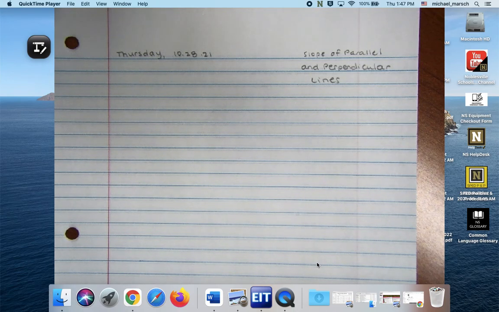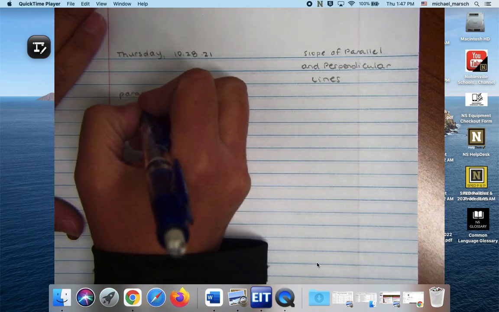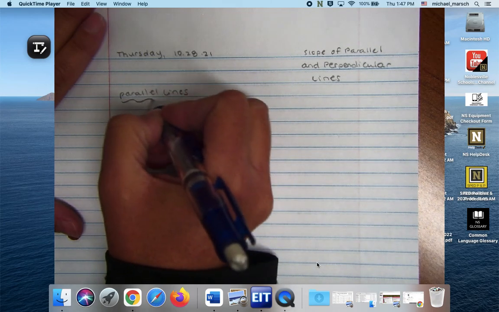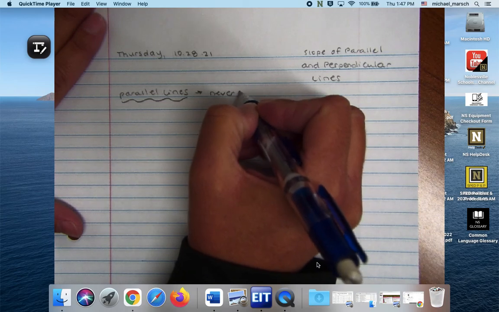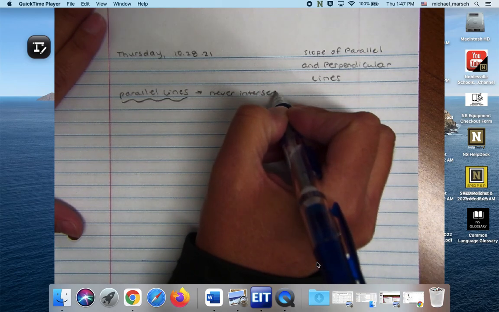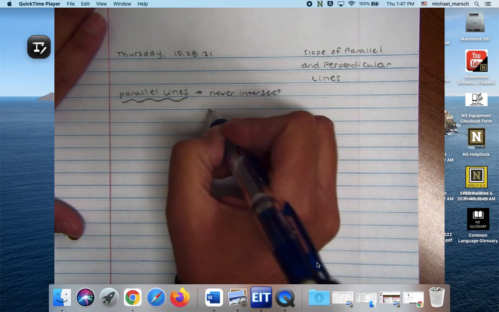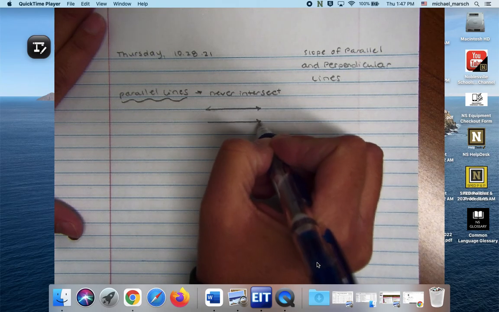What the slope would be for two lines that are parallel or two lines that are perpendicular. Okay, so as a refresher, let's remind ourselves what parallel lines are. Who can tell me? Lines that never touch. Yep, they never intersect. Right? So we have a line like this and a line like that.